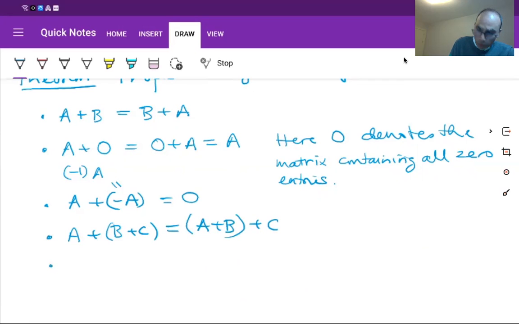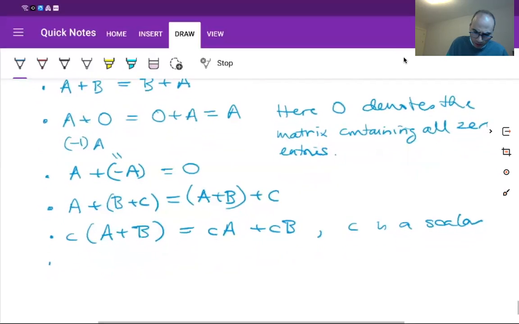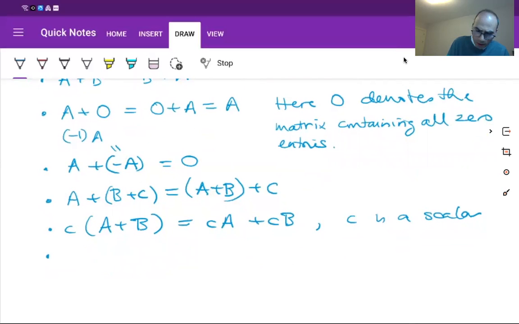Now, for scalar multiplication, we have c. When I say scalar, we distinguish. So these are just numbers. So c is a real or complex number. We call it a scalar, to distinguish it from these matrices or vectors. We have A times BC.